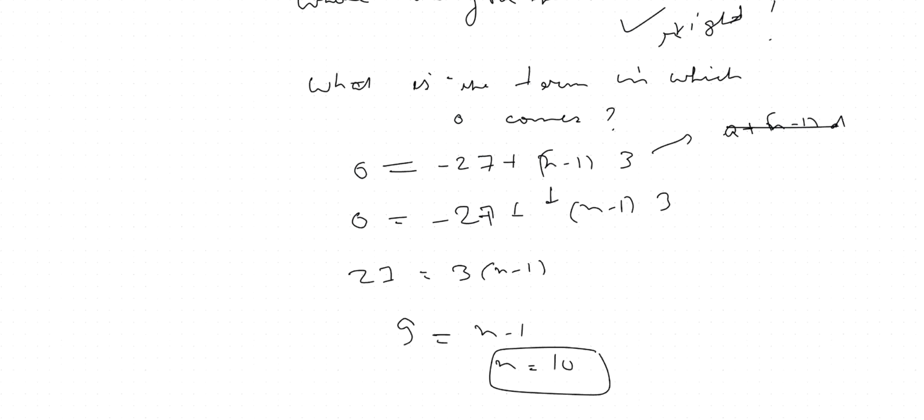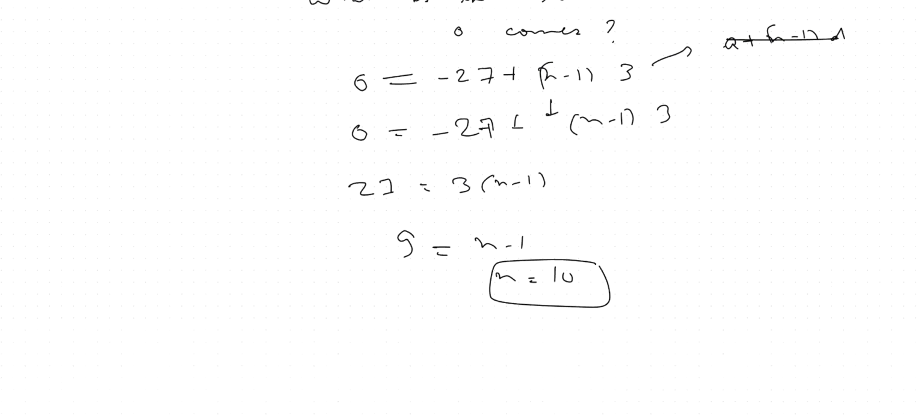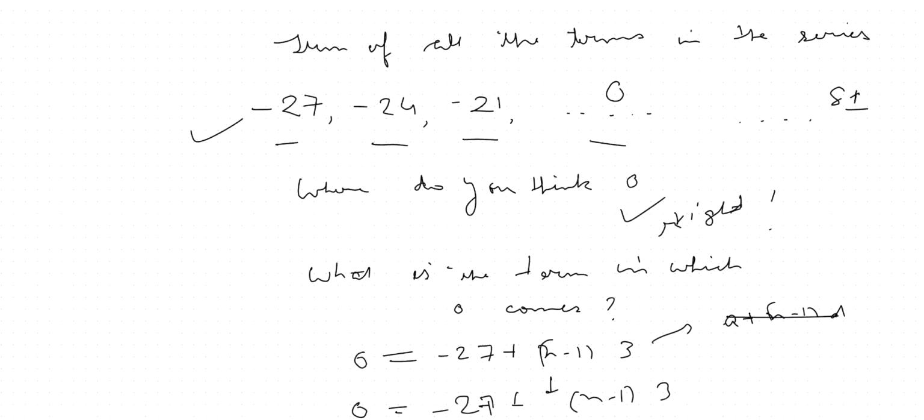तो इसका मतलब ये हुआ कि the 10th term is the term which has 0. Which term has 0? You will say the 10th term is the term which has 0. Okay. Go back to the question. This was a beautiful question. And see where 0 came and see how I was able to solve it.